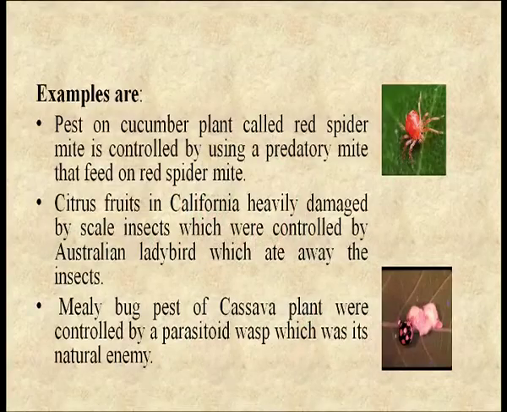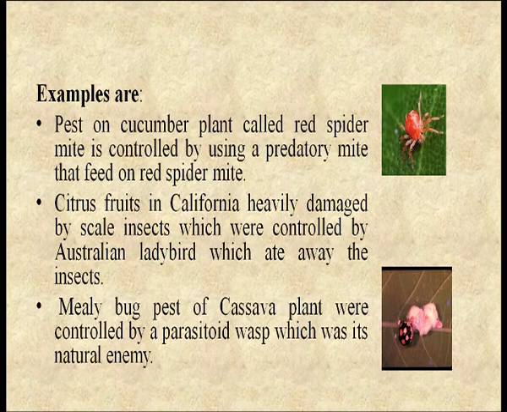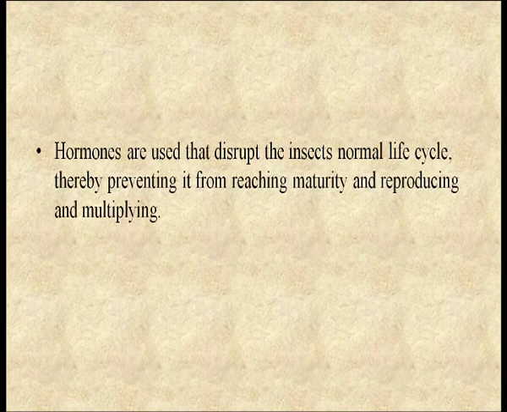Examples are: first, a pest on cucumber plants called red spider mite is controlled by using a predatory mite that feeds on red spider mite. Second, citrus fruits in California heavily damaged by scale insects were controlled by the Australian ladybird, which are Avera insects. Mealybug, a pest of cassava plant, was controlled by a parasitoid wasp, which was its natural enemy. Hormones are used that disrupt the insect's normal life cycle, thereby preventing it from reaching maturity and reproducing and multiplying.